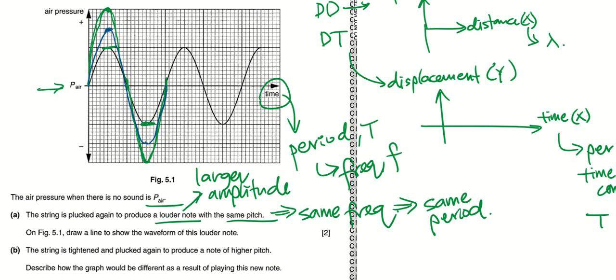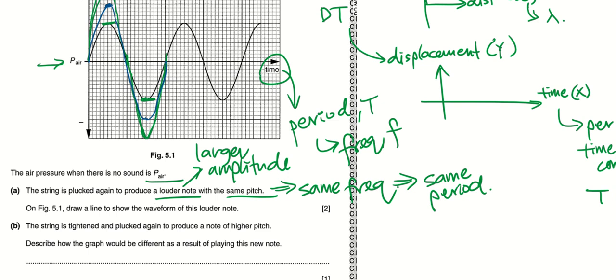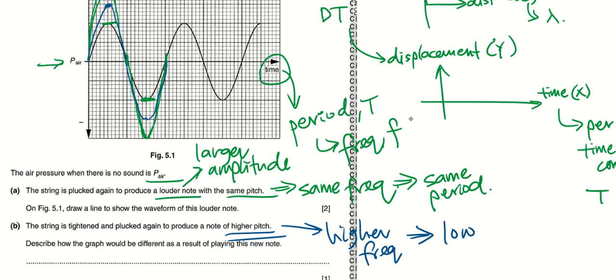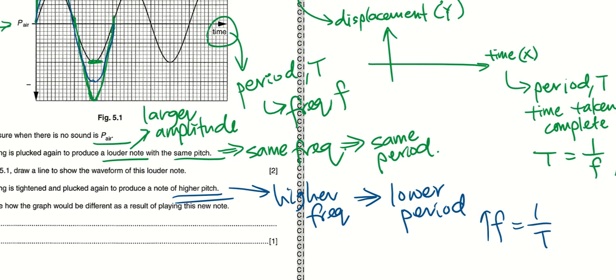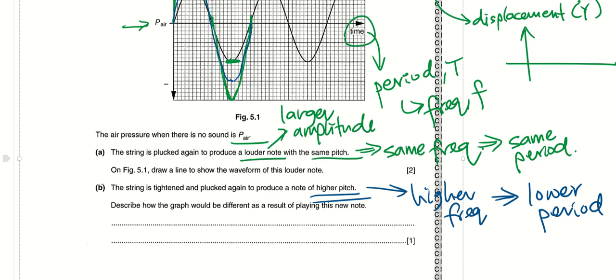Now the string is tightened and plucked again to produce a note of higher pitch. Did they say anything about loudness? No. So they just say higher pitch. Now higher pitch means higher frequency, but it will be a lower period. That means the period will decrease. Okay, because of this formula, f equals 1 over T. So if my frequency increases, my period must decrease. Okay, must decrease. So how the graph will be different as a result of playing this new note.